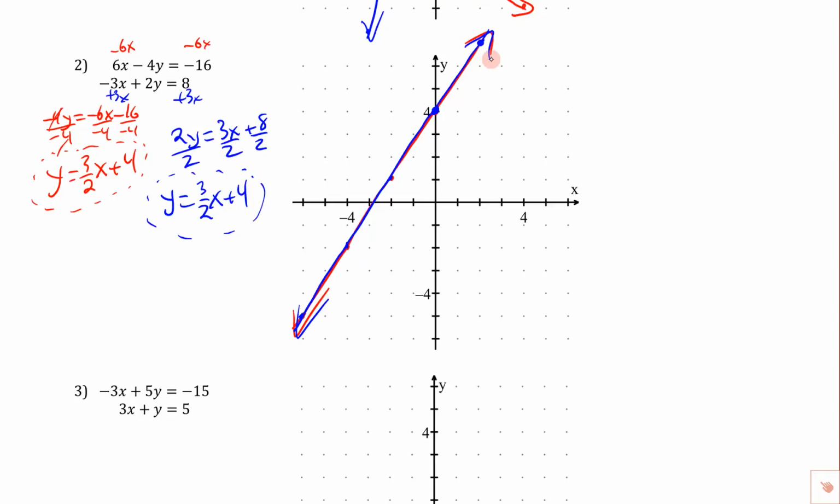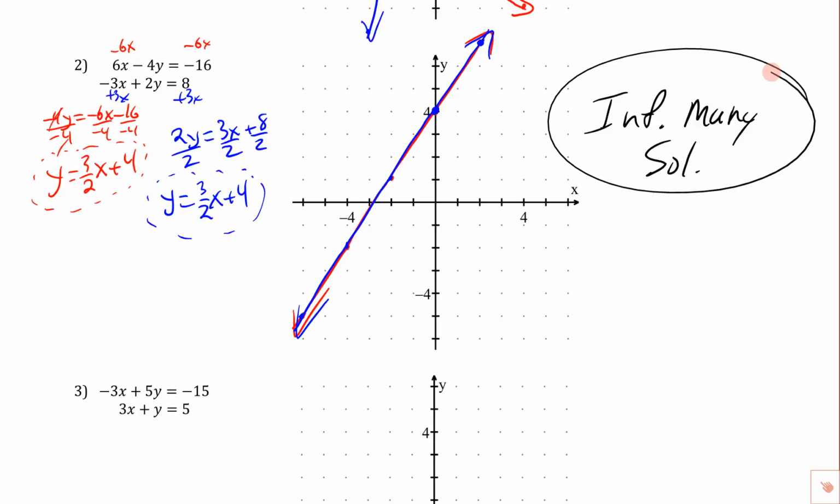If we want to find the point where the lines cross, this crosses in all of these points. So every single one of the points on one line would work in every single one of the points on the other line. So what that means is there are infinitely many solutions. Okay? All right, on to the next one.